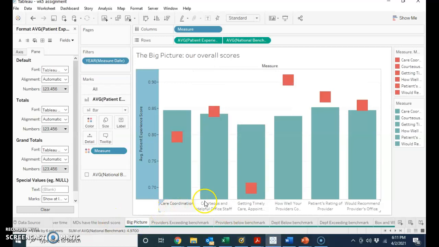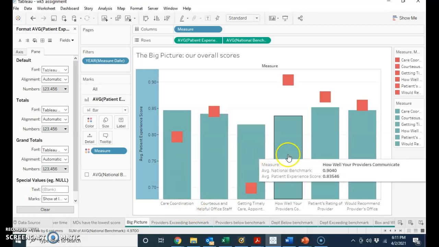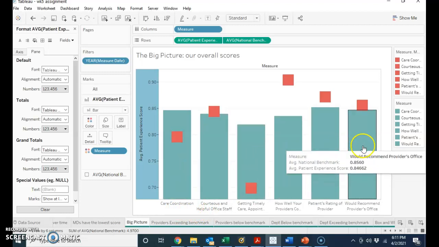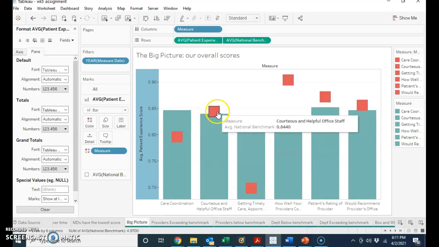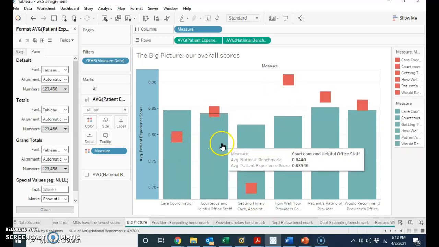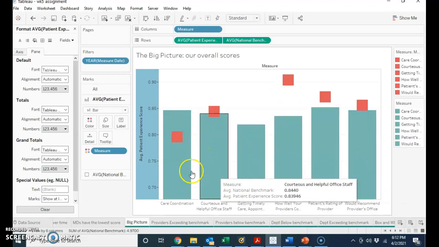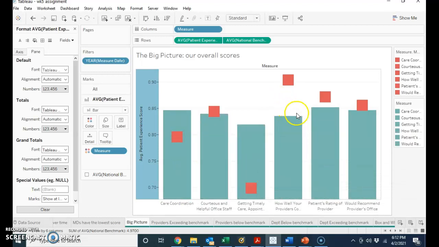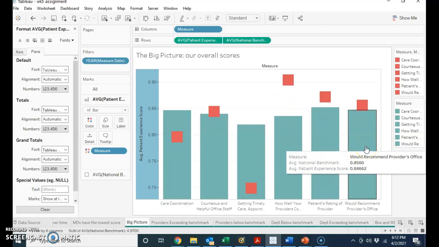So the first thing I like to do when I look at data is I like to look at the big picture. So looking across this big picture, you can see here are the 6 key questions that the patients were asked. The blue bars represent the scores that this practice received, and the red squares represent the national average. So you can see they're doing pretty well in about half of the areas, and then they're falling either far below or slightly below the national average in 3 areas.